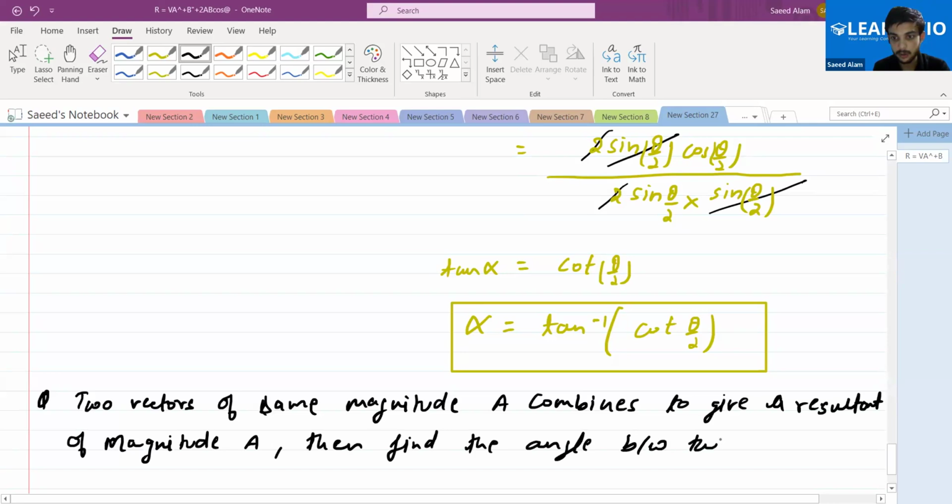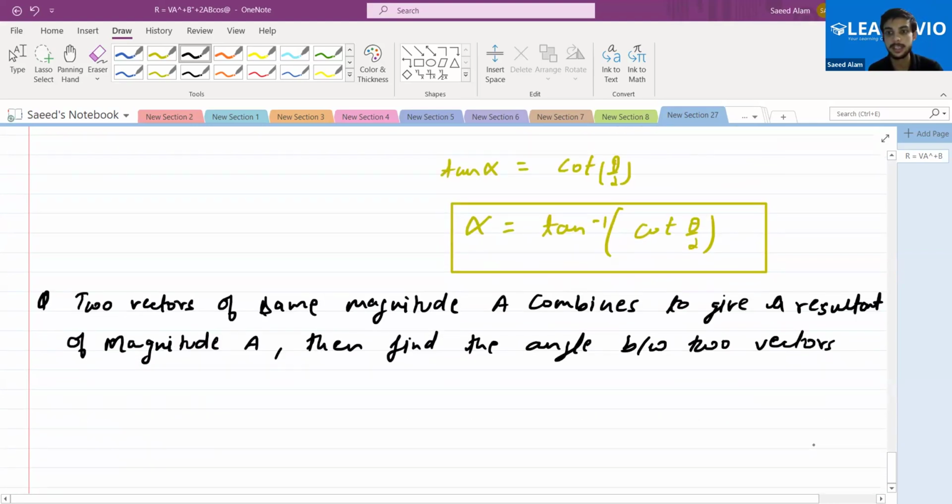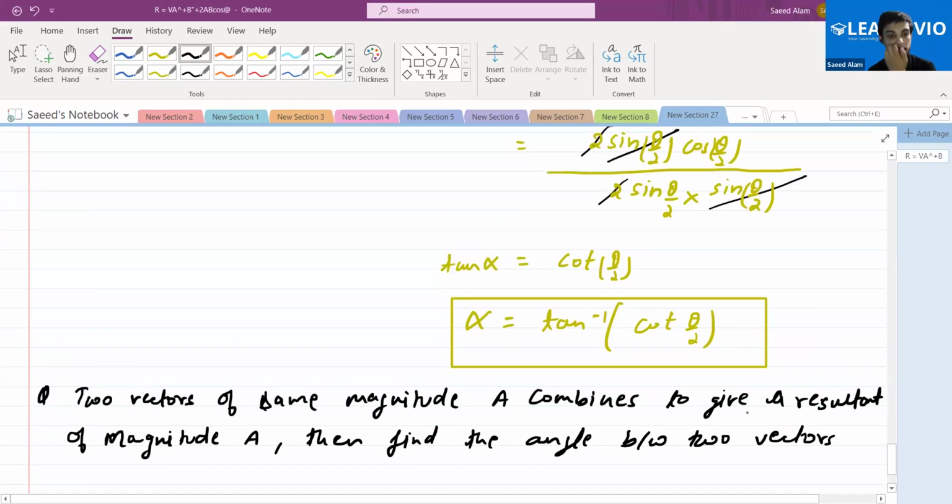Angle between two vectors. Understood what the question is asking here? The question is saying that two vectors are there and the magnitude of both the vectors is A, and they combine to give a resultant, and the magnitude of the resultant is also A. Then find the angle between the two vectors. This is being asked to you.